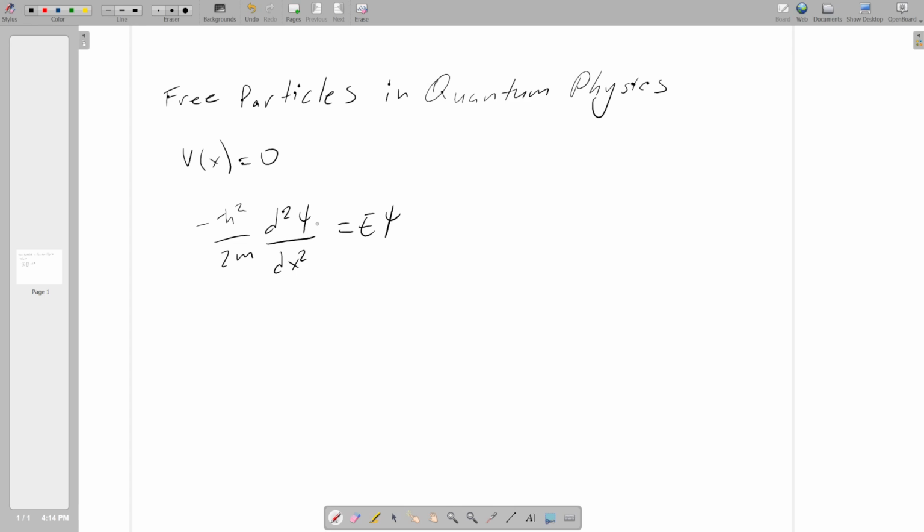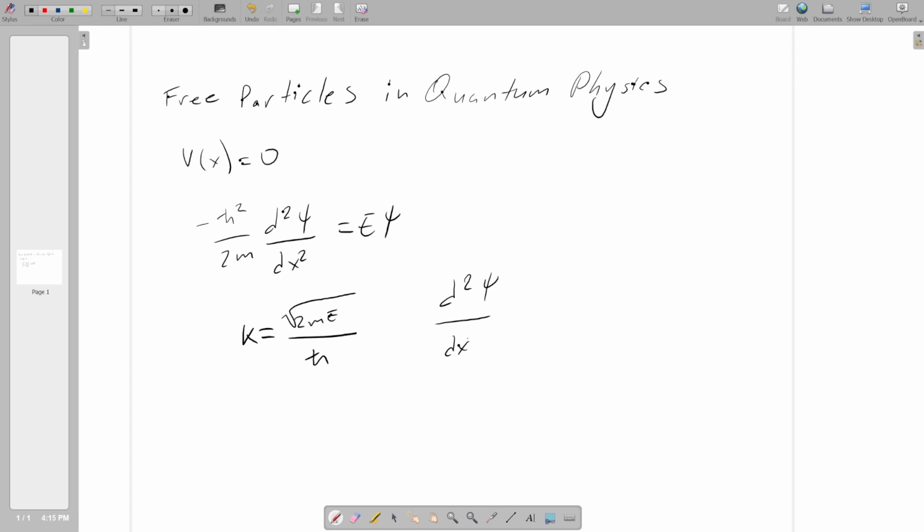And so we can simplify this by using the notation k, which is pretty common. This has come up before: if we simply say k is equal to the square root of 2mE over h bar, this allows us to make the differential equation a lot simpler to look at, simplifying all the constants. Because h bar, m, and all that stuff is just some number, and we don't want to carry that around in all of our equations.